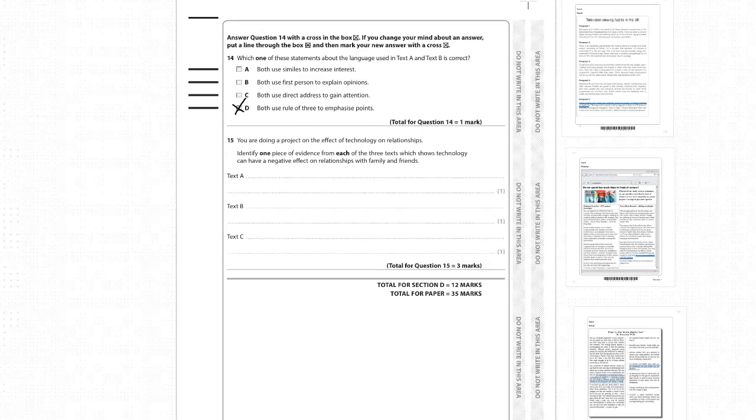Question 15. You are doing a project on the effect of technology on relationships. Identify one piece of evidence from each of the 3 texts which shows technology can have a negative effect on relationships with friends and families. So again, we have got to find one thing and one thing only. If you find 2 from one, you still only get 1 mark from each of the text. And again, the most pertinent part of the evidence you need to find is negative effect.